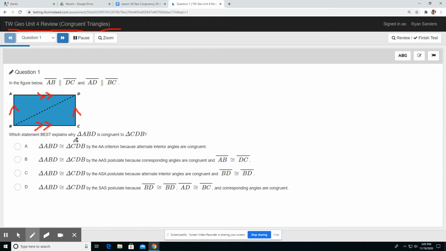Which statement best describes why ABD is congruent to CDB? ADB, so this triangle is congruent to the other one. Well, let's go ahead and just, I like extending these parallel lines. It lets me visually see it a little bit better. And we got this one right here also. And this one over here. Then we have this transversal. I'll go ahead and just darken that in right through there.